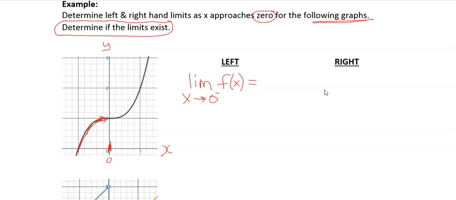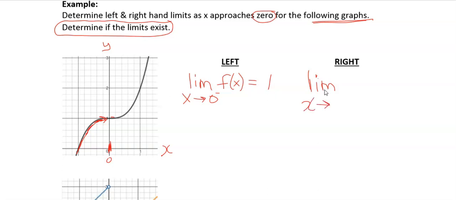What y value is it getting closer and closer to? Well, if you look carefully, that y value right there is 1, isn't it? So the limit as x approaches 0 from the left of f of x is equal to 1. Now let's try it from the right-hand side. And I'm pretty sure you're going to get the same limit, because this is a continuous curve. If they're continuous, they're going to be equal anyway.